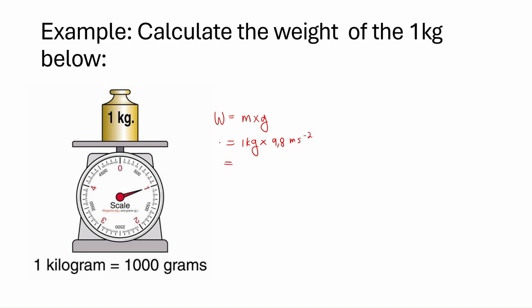Once you multiply those two together, you know that weight is a force, and force is measured in newtons. So we have 9,8 newtons when we multiply those two together. And the weight of this 1 kilogram, even though it says 1 kilogram, that's not the weight, that is the mass. The actual weight of the 1 kilogram would be 9,8 newtons. Moving on.